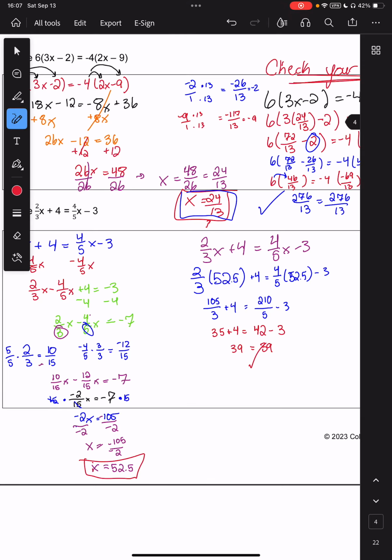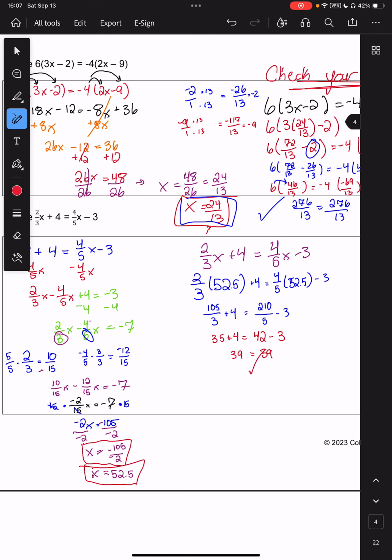Our answer is 52.5, but you can also keep it written as a fraction as 105 over 2. But since we have two negative signs, we just have to make it positive. We cancel out our negative signs. So you can keep it as a fraction as long as it's positive. So it's 105 over 2.